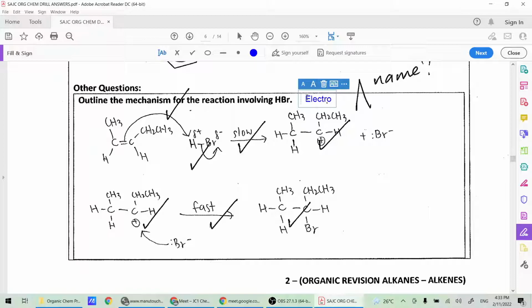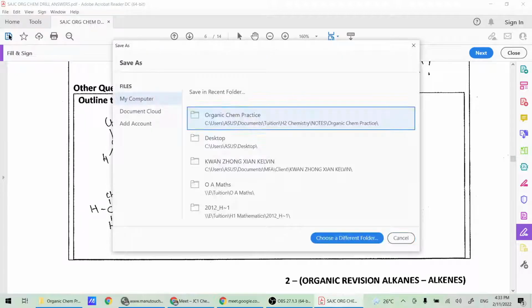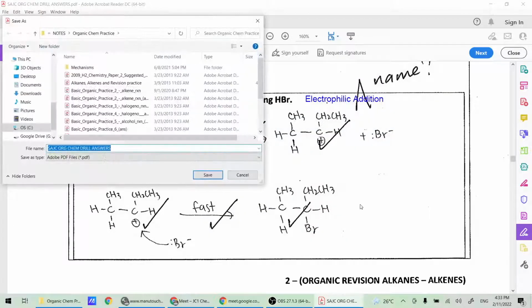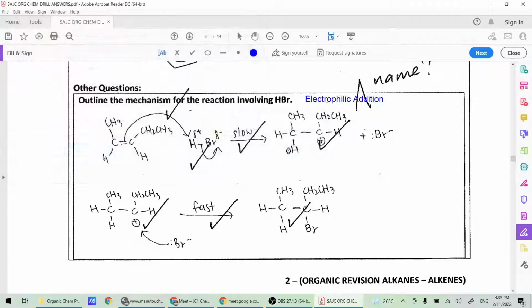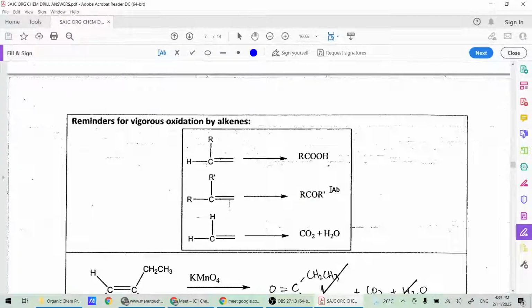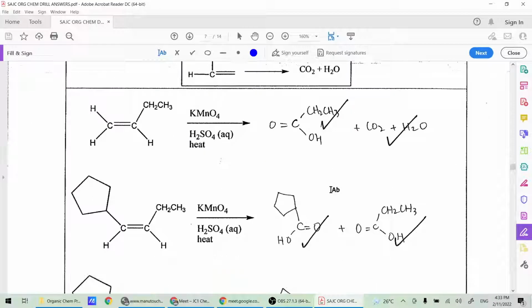So just do your heterolytic fission on HBr. Ensure your curly arrow again is from the double bond to the hydrogen. I'm just saving my notes since I wrote so many notes. So that's the mechanism.